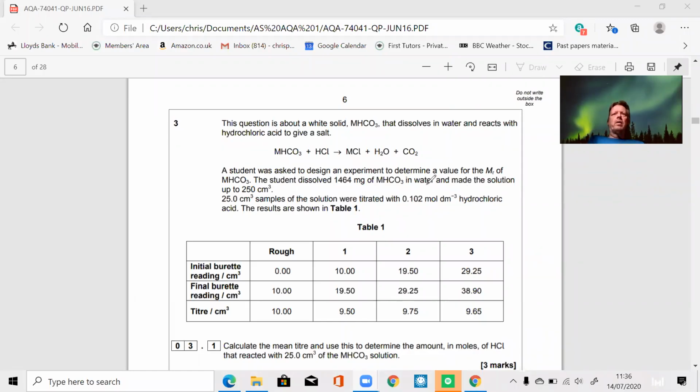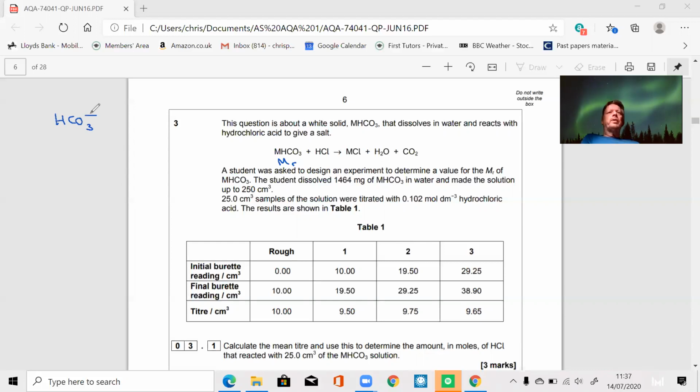This is again about amount of substance. It's an AS paper. I think it's 2016, but I'm not sure. It doesn't really matter, but it's about a metal carbonate and an acid. It's a simple acid-base titration. And what they're going to ask us to do in the end is find out the MR of this metal carbonate. Whether it'll help or not, I don't know, but it's not actually a carbonate, is it? It's a hydrogen carbonate.